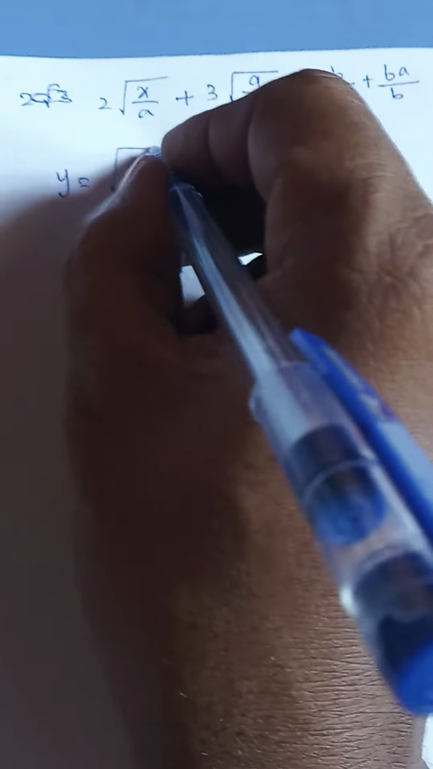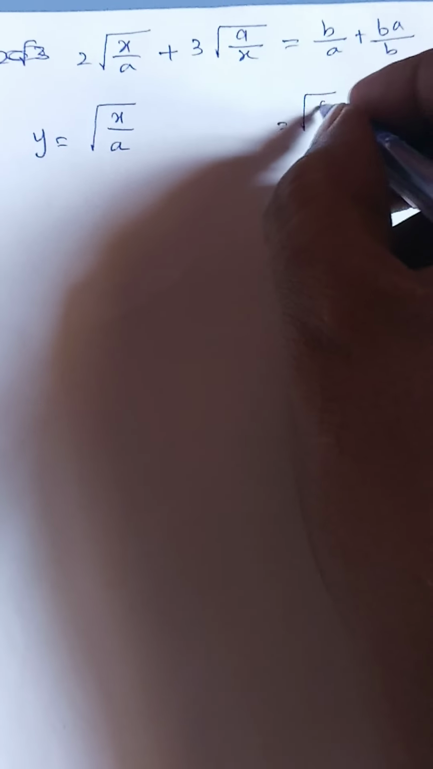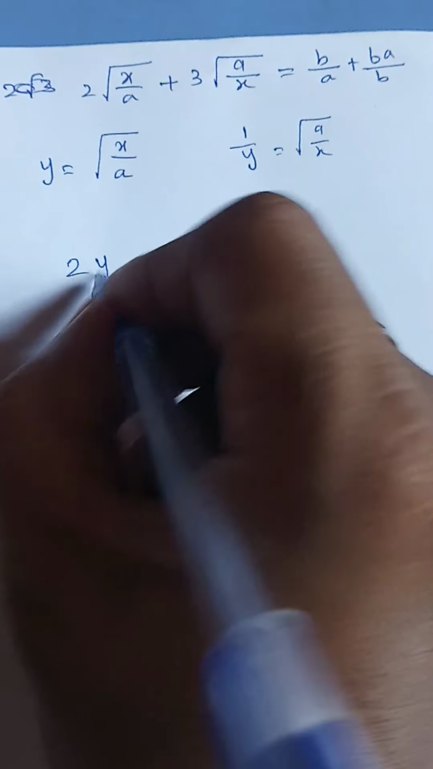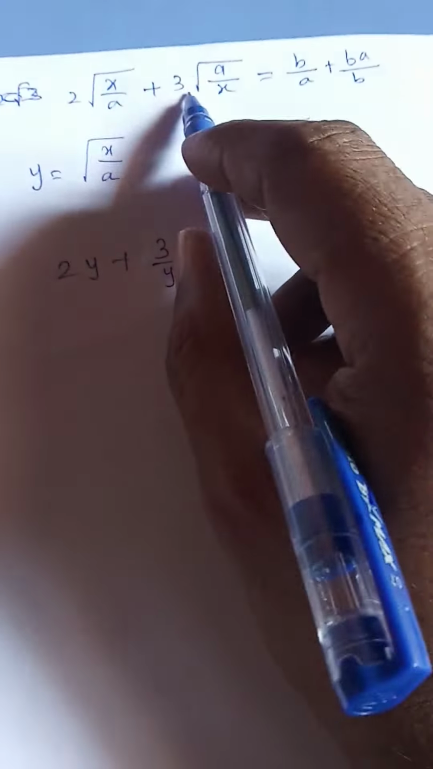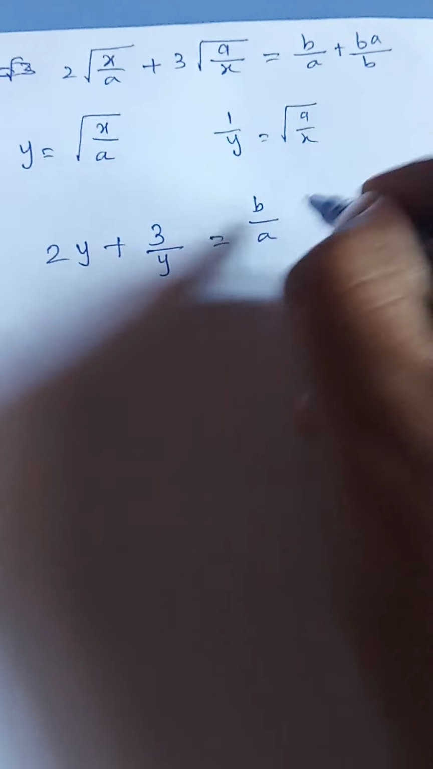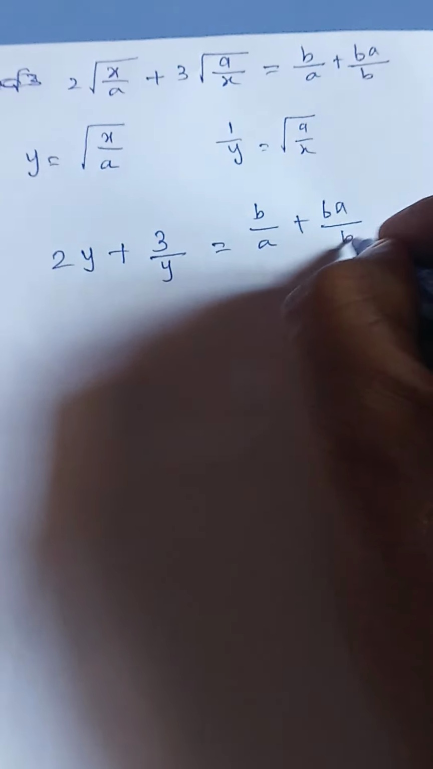Okay, first you take y equal to square root of x by a. Then square root of x by a is y. Then the square root of a by x is the reciprocal, 1 by y. Then substitute the value: 2y plus 3 by y is equal to b by a plus 6a divided by b.